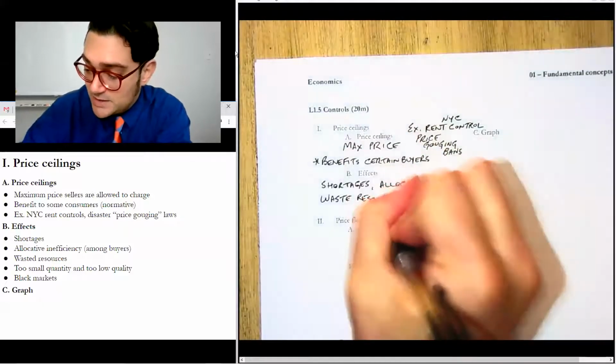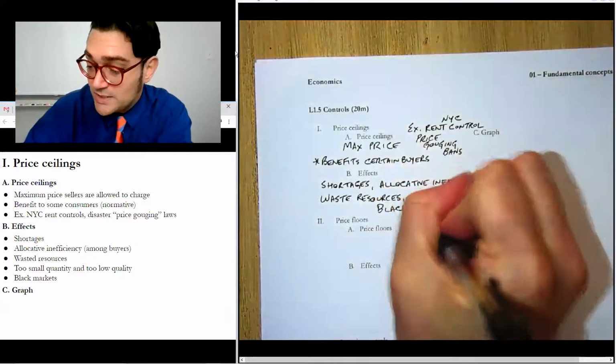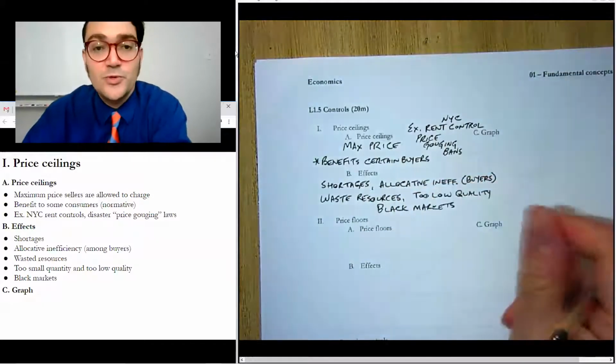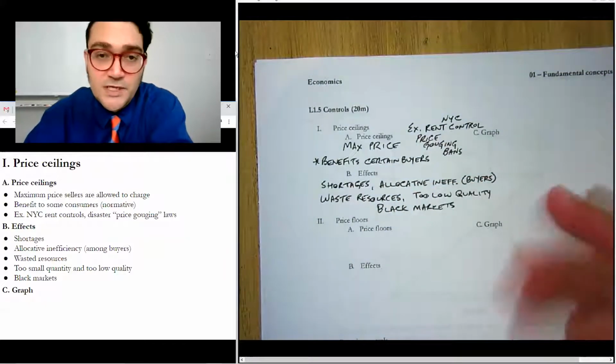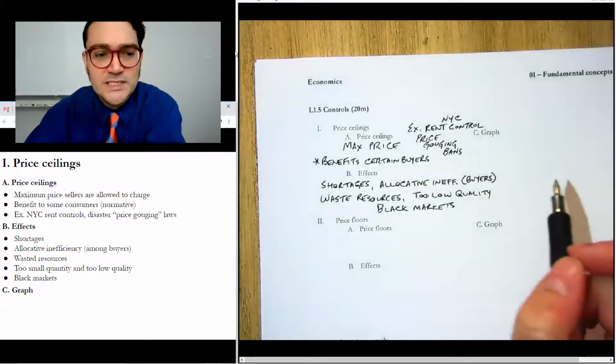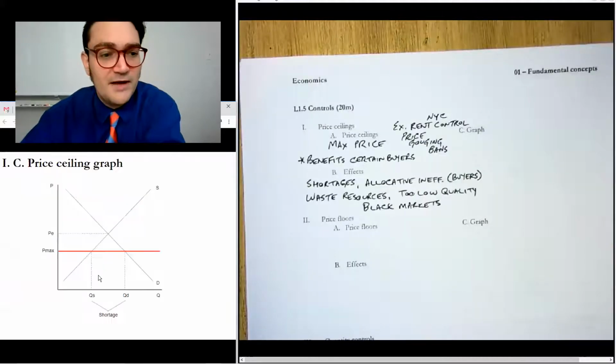And then last, it creates black markets. Those are illegal markets where transactions happen without any regulatory approval. Possibly you end up with safety issues and all sorts of things, and that does happen in situations with price ceilings. So let's take a look at the graph.